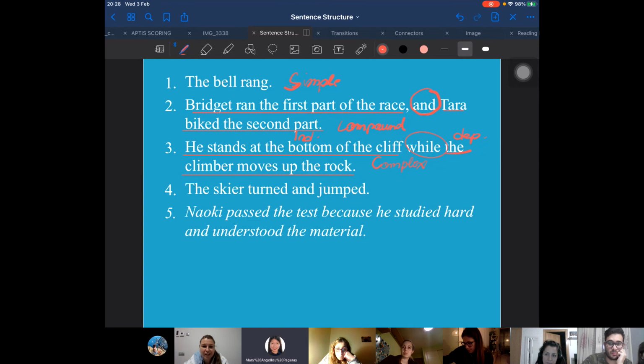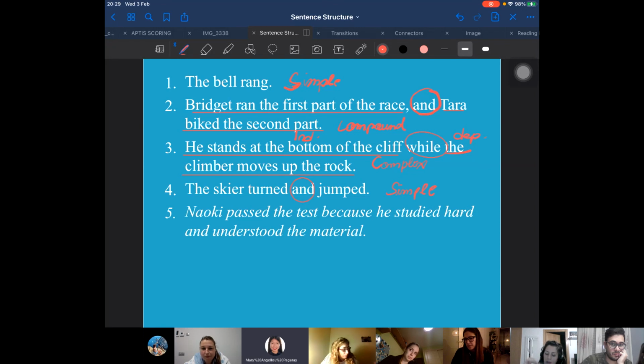The skier turned and jumped. I think is complex. Complex, and why do you think so? Because of the conjunction and. Yes. Compound. All right. Compound. Not complex. Sorry. Compound. Yes. All right. Because of the and, right? Yeah. All right. Here, this should be simple.